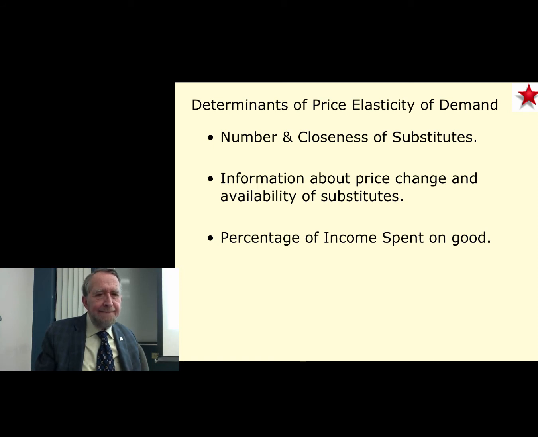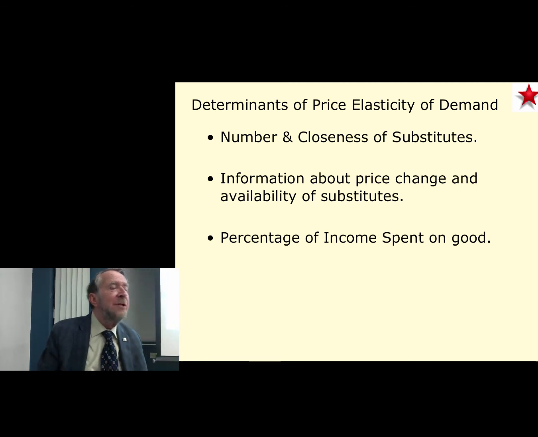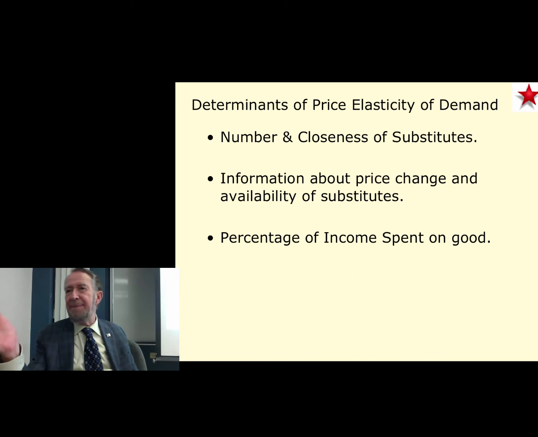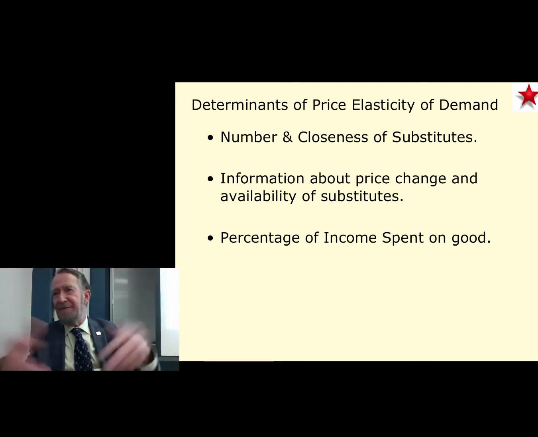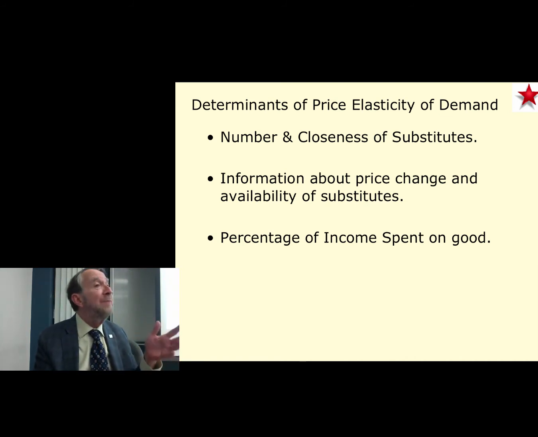Third, the higher the percentage of your income you spend on a good, the more elastic your demand tends to be. If chewing gum goes from $1 a pack to $1.25, number one, you may not even notice it because you just go to 7-Eleven and buy a bunch of stuff. And number two, it's a very small part of your expenditures. So you're unlikely to adjust the quantity you chew very much because of this. Well, that's a 25% increase.